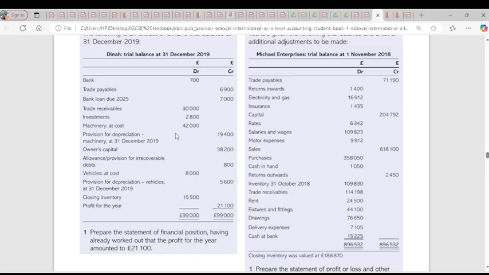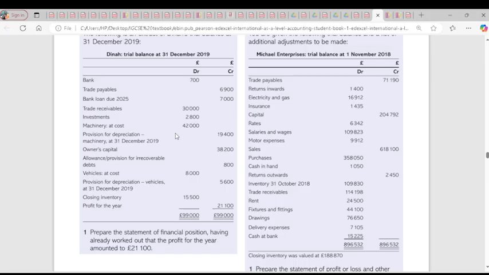Do you remember that? The provision for doubtful debt, you have to take it away from the trade receivables as well. So that gives us 29,200. The cash at bank, which is 700. You add them together, it gives you 45,400. So 45,400, which is current assets, plus non-current assets, gives you your total assets. So your total assets here is 73,200. Now we find liabilities.